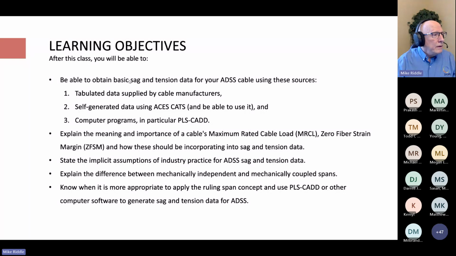The specific learning objective is understanding those 3 methods. Along the way, we're going to learn about such things as maximum rated cable load and zero fiber strain margin, and how they are important to the sag and tension data that you get or generate yourself. We're going to talk about some implicit assumptions that go into these calculations, the difference between mechanically independent and mechanically coupled spans, and when it would be better to use the ruling span concept versus a simplified method that we're going to initially show here.